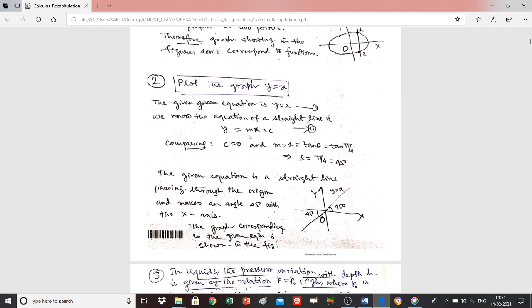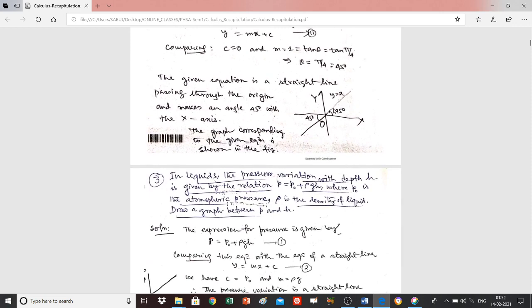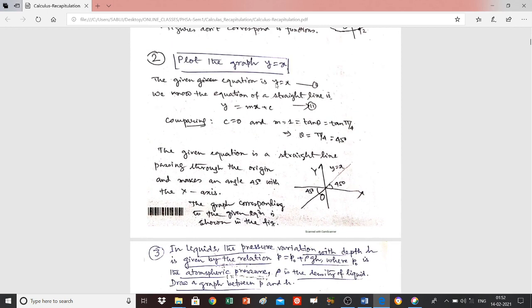And also from this relation you can understand that m is equal to 1, that is, the tangent of the angle of the graph is equal to 1, that means theta is equal to pi by 4. That means this straight line will make an angle with the axis of 45 degrees, because pi by 4 is 45 degrees. So this is the plotting of this function, the function of y, which is nothing but a function of x.